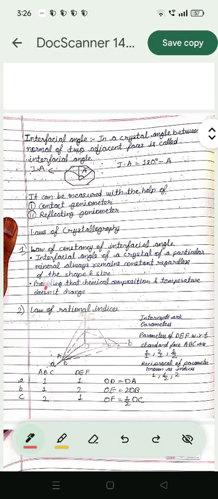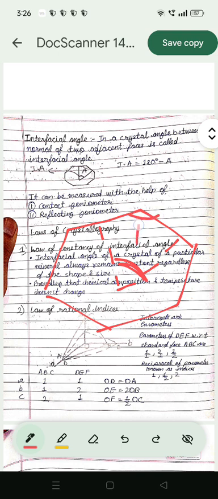Suppose this is a crystal. Draw a normal on this face and a normal on this face. The angle between the normals of two adjacent faces will be the interfacial angle. This will be some angle A. This is 90 degrees. This is also 90 degrees. So the sum of all these will be 360 degrees.